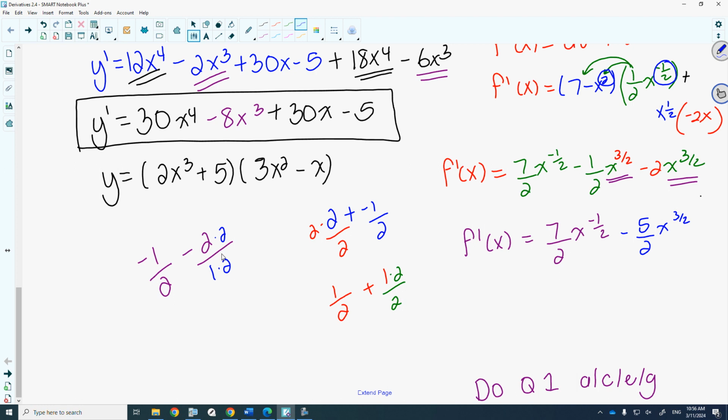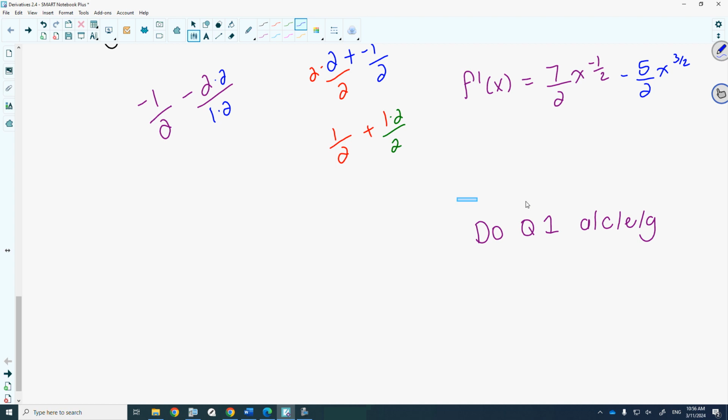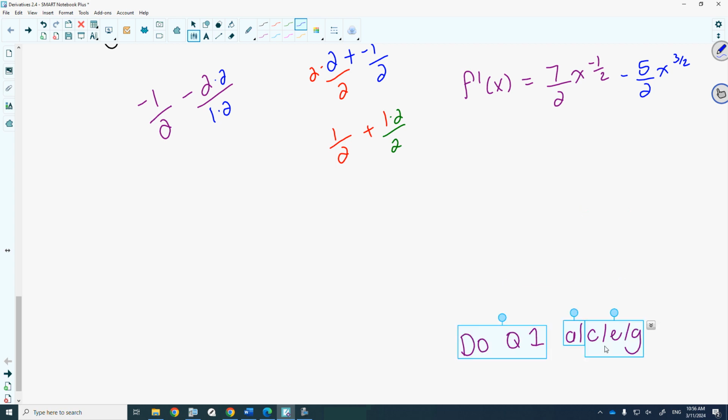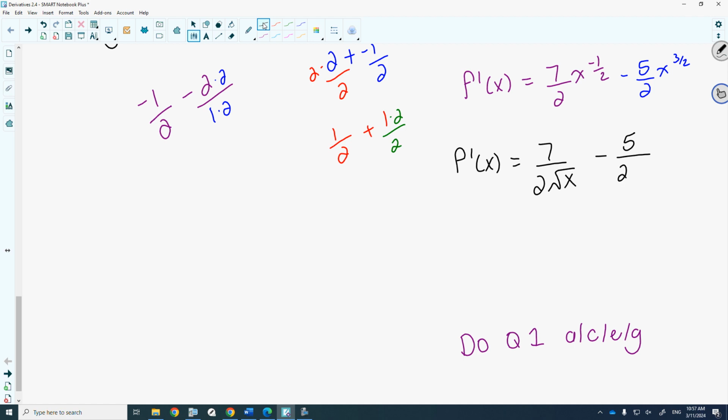Okay, and then from here, I'll show you how I'd clean this up. Actually, we'll clean it up and then we'll rationalize. So f prime of x would be 7 over 2 square root of x minus 5 over 2 x to the 3 over 2. Okay, this is the answer. But what you're going to eventually need to be able to do is have this answer cleaned up. So we want to rationalize.